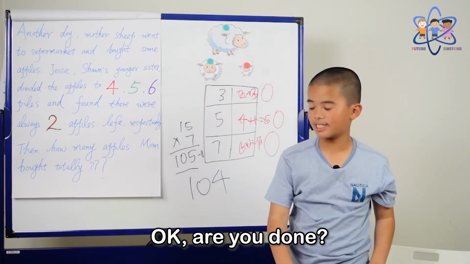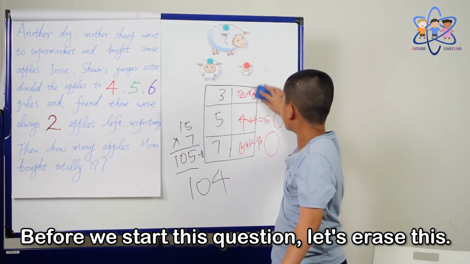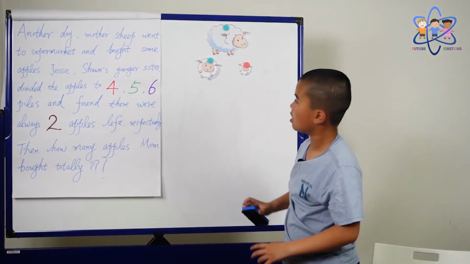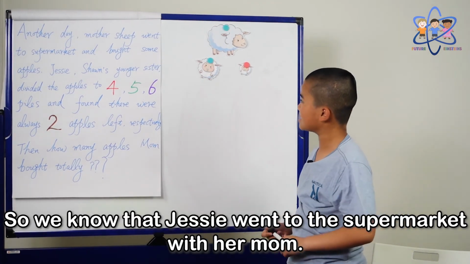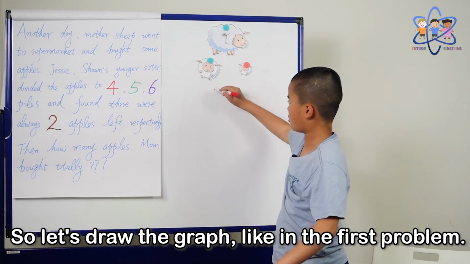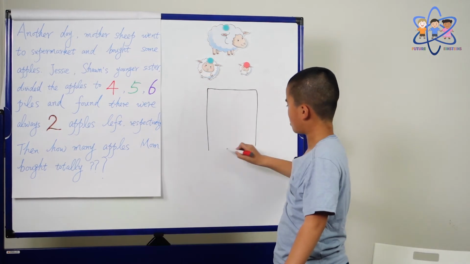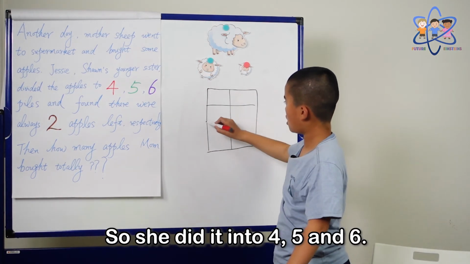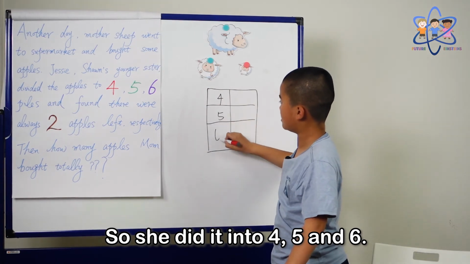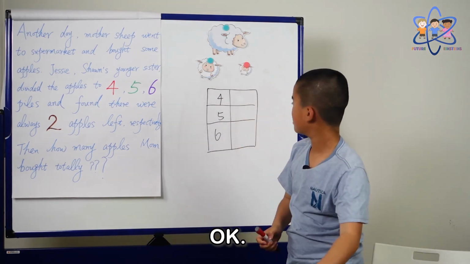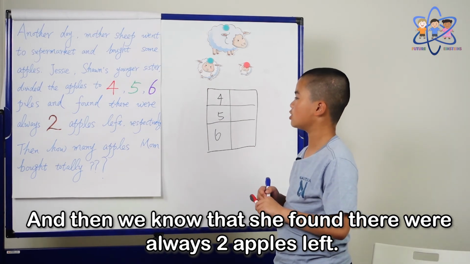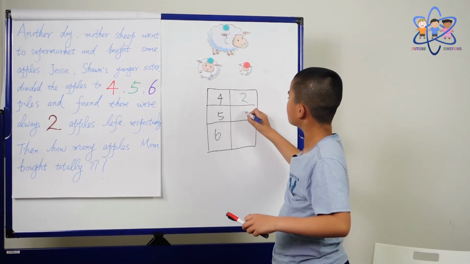Okay, are you done? Before we start this question, let's erase this. So we know that Jessie went to the supermarket with her mom. So let's draw the graph, like in the first problem. So she divided them into 4, 5, and 6. Okay, and then we know that she found there were always 2 apples left.